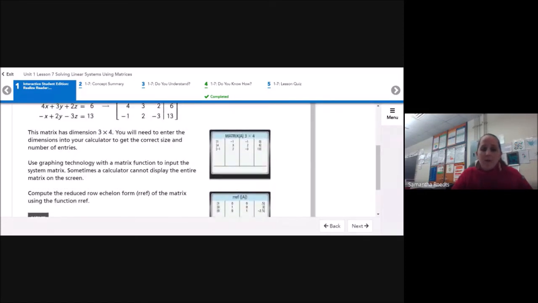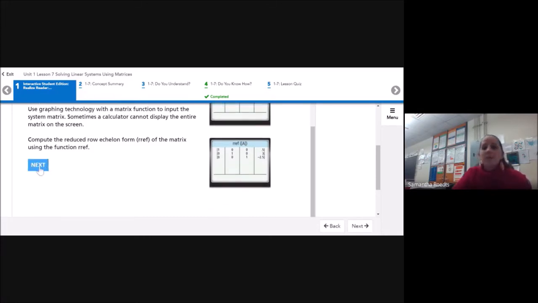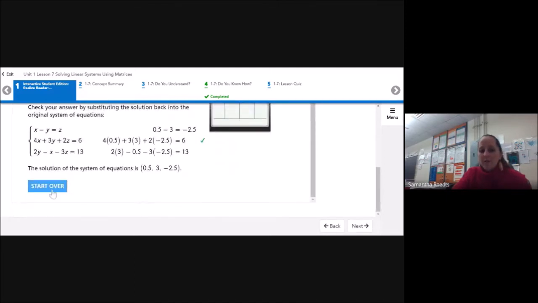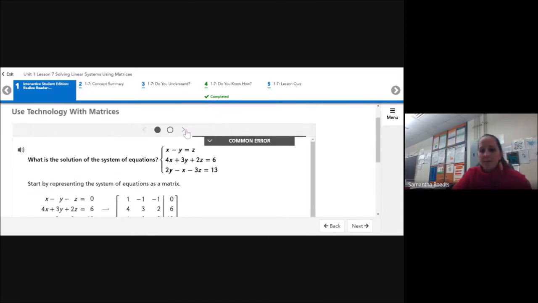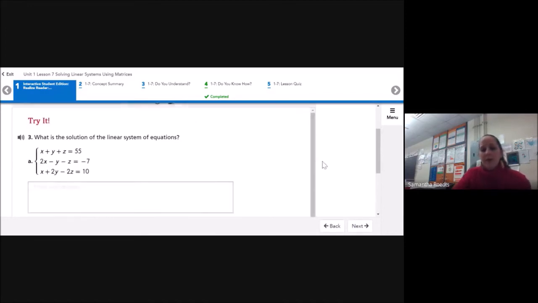Okay. So using graphing technology with a matrix function to input the system matrix, sometimes a calculator cannot display the entire matrix on the screen. I compute the reduced row echelon form, RREF, of the matrix using the function RREF. I can check my answer by substituting the solution that they give me back into the original system of equations, which is basically what we've been doing with Desmos this whole time.